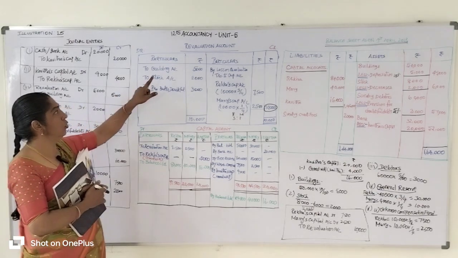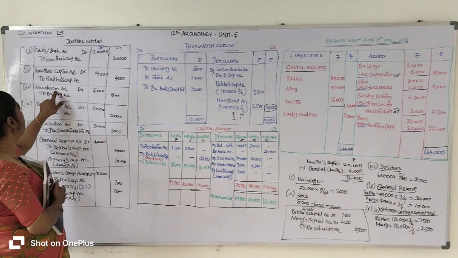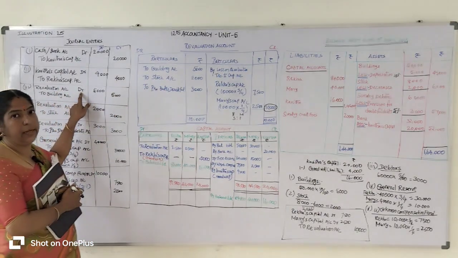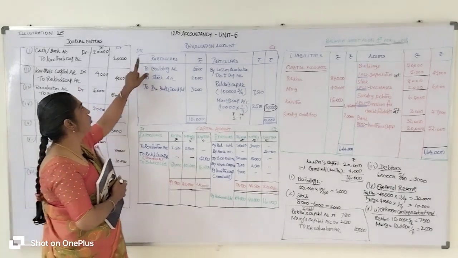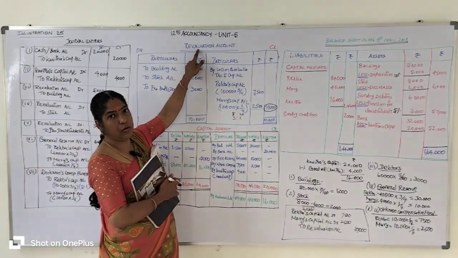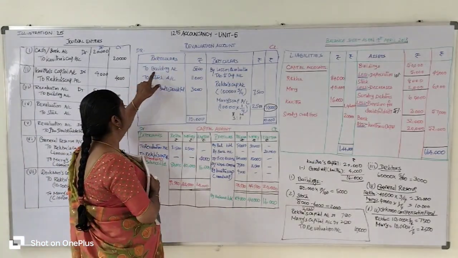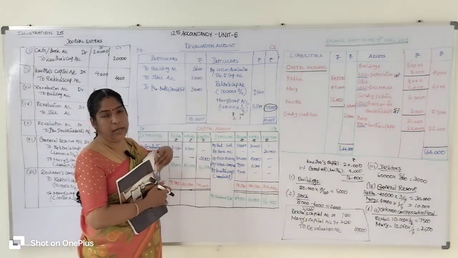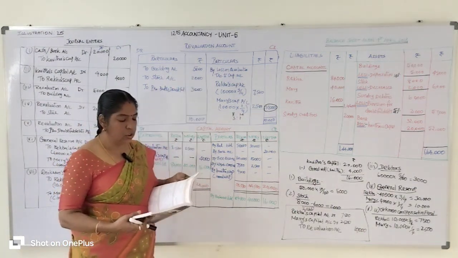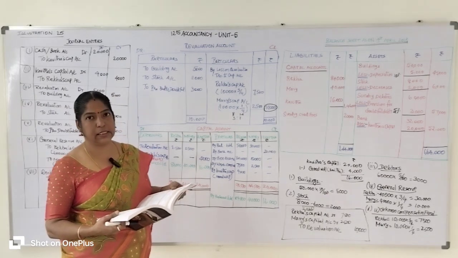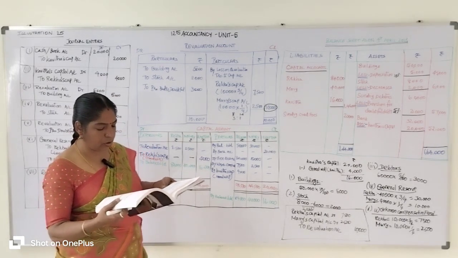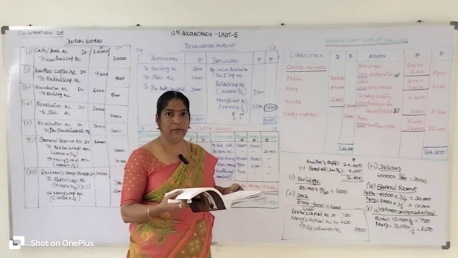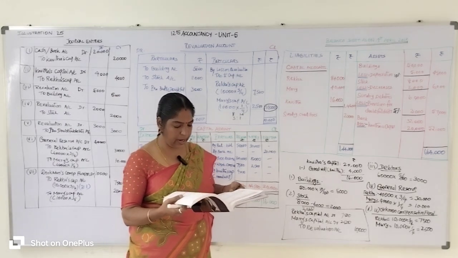So where is the revaluation account? Revaluation account is on the debit side. So you go to the debit side of the revaluation account and write to building 5,000 rupees. Are you clear? Then stock to be revalued 6,000 rupees. Already the stock of 8,000 rupees is given at cost on the asset side of the balance sheet.